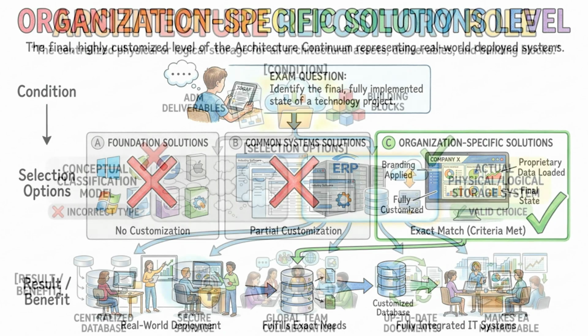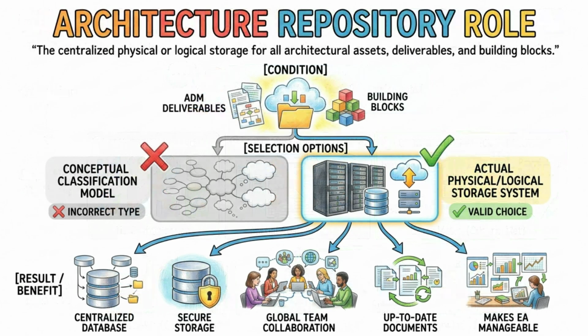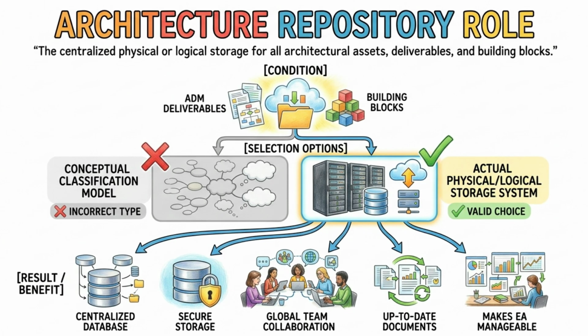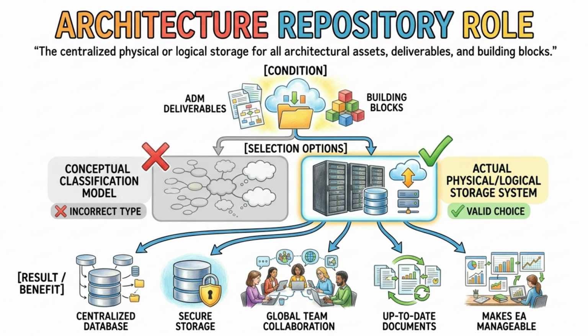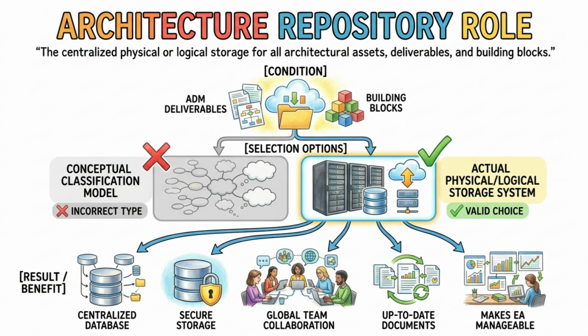While the enterprise continuum is a conceptual classification model, the architecture repository is the actual physical or logical storage system where all architectural assets are kept. It acts as a centralized database, file system, or toolset that securely stores all the deliverables, diagrams, and building blocks produced during the ADM phases. Using a central repository ensures that multiple architecture teams across a large organization can share and collaborate on the same up-to-date documents. On your exam, remember that the repository is the practical storage engine that makes enterprise architecture manageable.